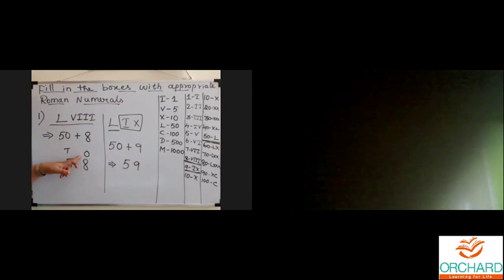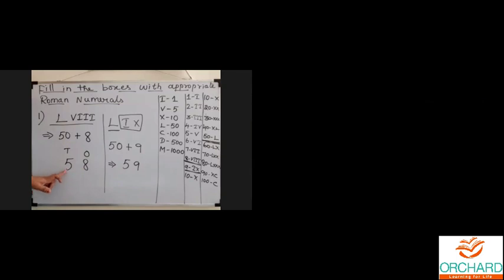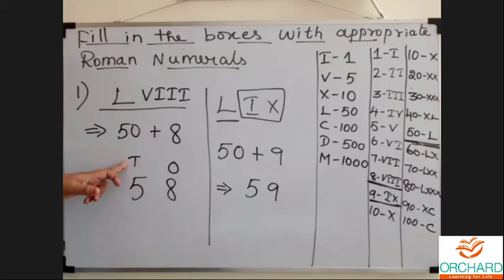Now how can we express this in Roman numeral? We have to write the place value for the given number. So 8 stands in the place of 1, 5 stands in the place of 10. Now we can expand this value. 5 stands in the place of 10, so we multiply the value. 5 tens are 50 plus 8 stands in the place of 1. So 8 ones are 8.